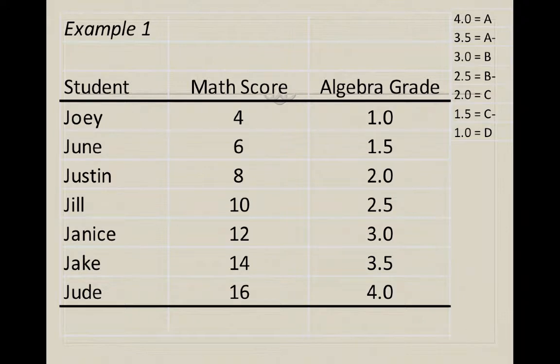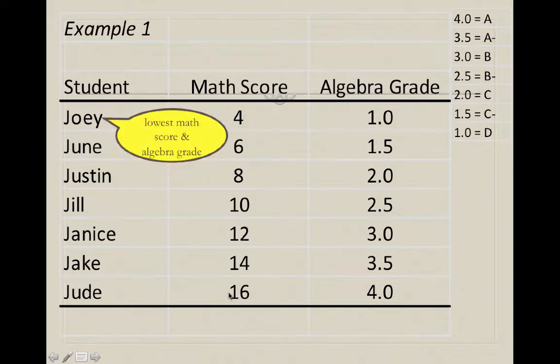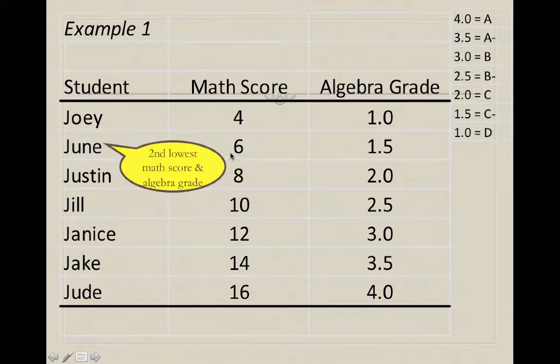All right. Here you have students. You have math scores. You have their algebra grade. Okay. D, so this one is a D. Okay. C minus, C, B minus, B, A minus, A. Okay. So you're seeing higher math scores. Let's look at this. So here you have the lowest math score and the lowest algebra score. Low math, low algebra. Second lowest math score, second lowest algebra grade.